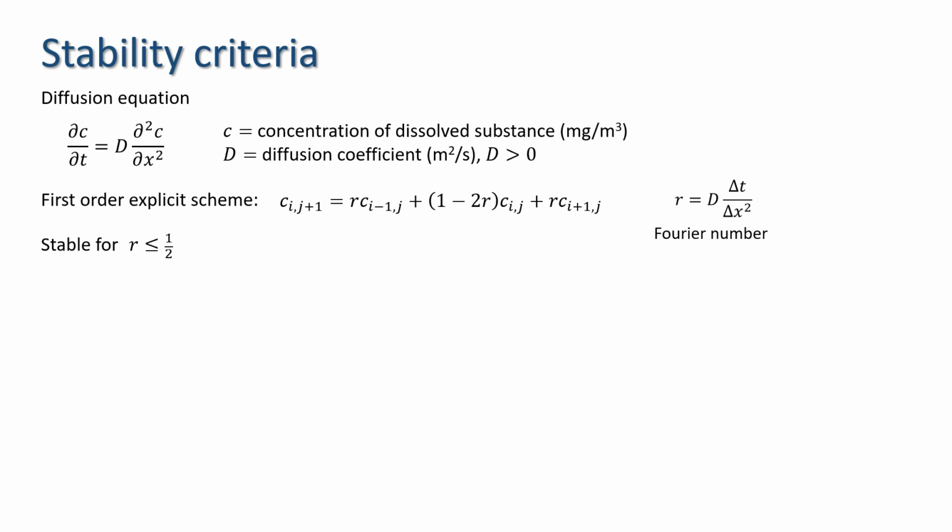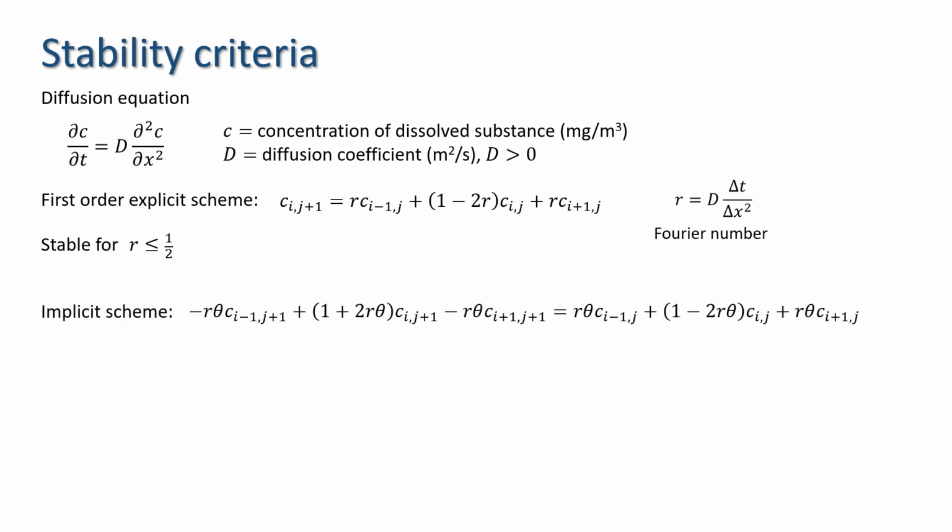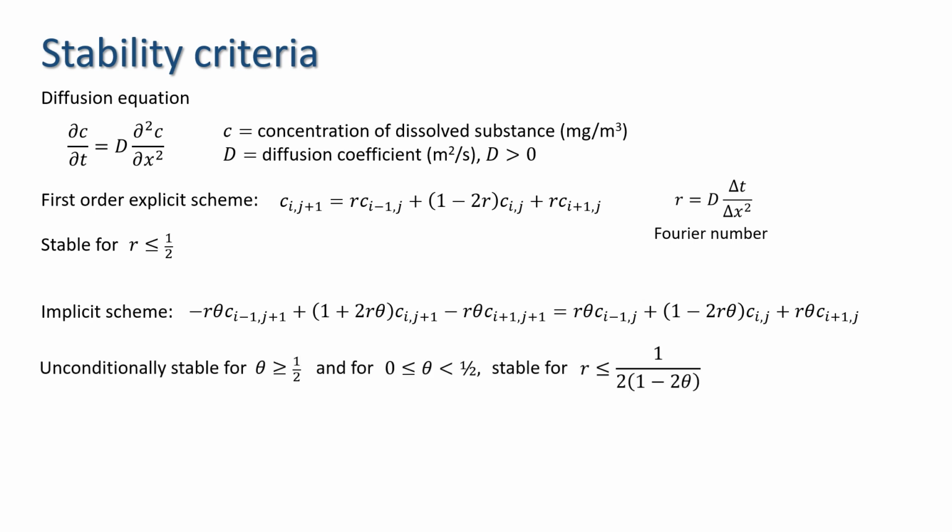The corresponding implicit scheme for the diffusion equation with weighting theta across time steps is given by this equation. This scheme is unconditionally stable when theta has a value of a half or more, and for smaller values of theta is stable provided that the Fourier number is less than or equal to 1 over 2 times 1 minus 2 theta.